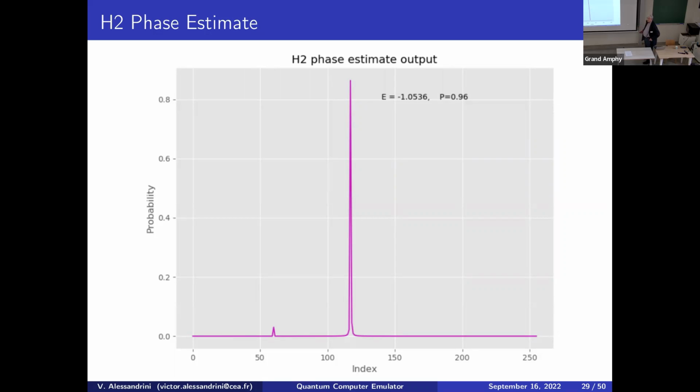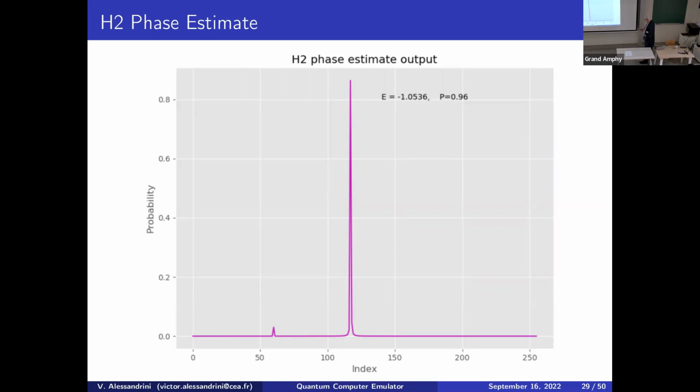This is at the equilibrium distance? Sorry? This is at the equilibrium distance of H2? Yes, yes, but that happens at any distance, because at any distance I have the 2 states, and at any distance I can do that. That's the way I measure the energies as a function of the distance.